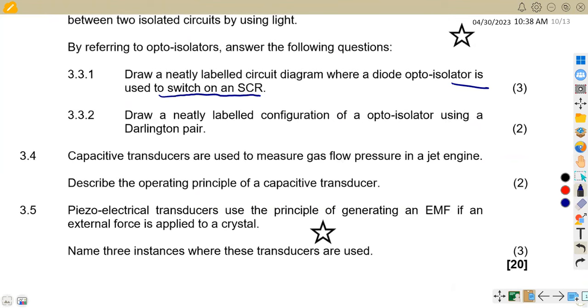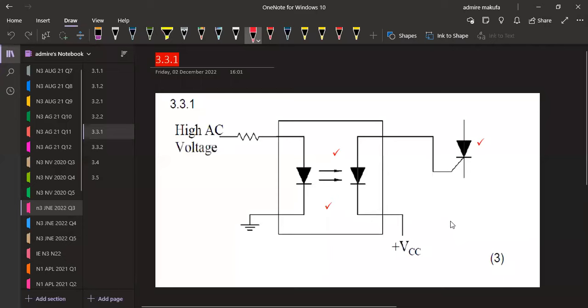So this is what we have when it is used in that manner. So mentioning also the voltage, that is high AC voltage, and also the diodes with your silicon controlled rectifier in this case, and VCC. So this is actually 3 marks for that.